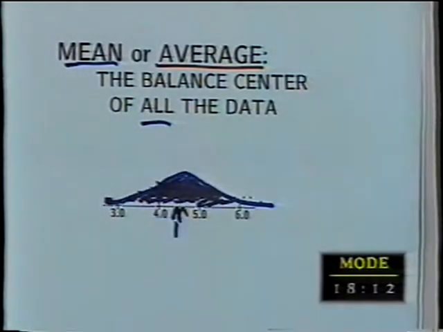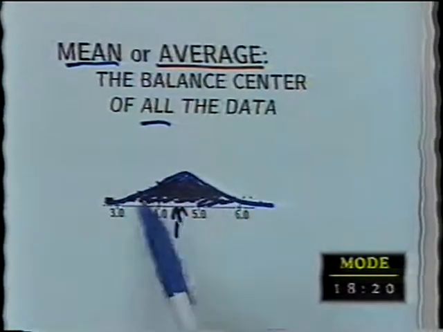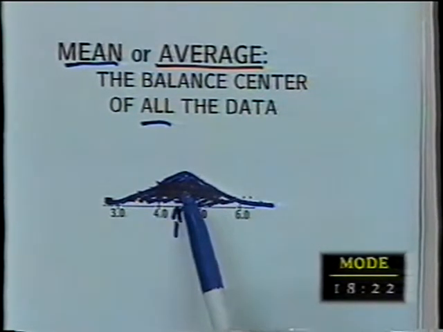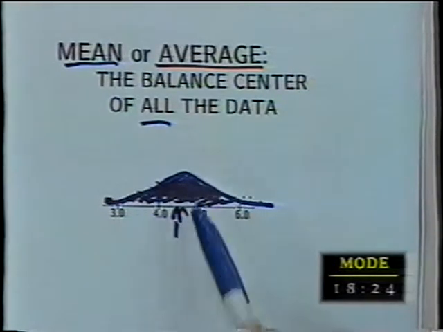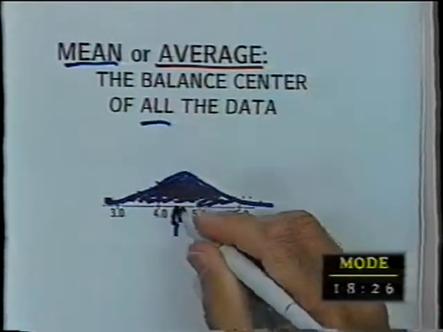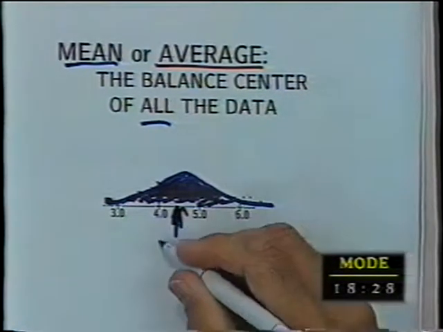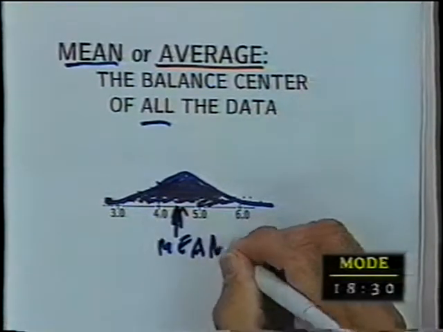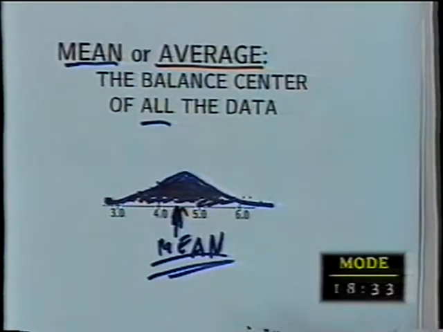The mean is the average of all the data. If you took all the data, this infinite amount of data up in heaven, added it up and divided by infinity, you would get the mean, the true center. The true center is the true balance center of all the data. That is the mean. The true balance center of all the data is the mean.